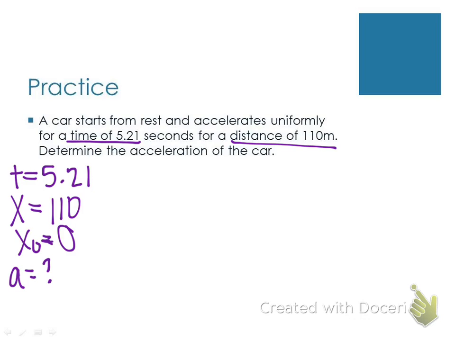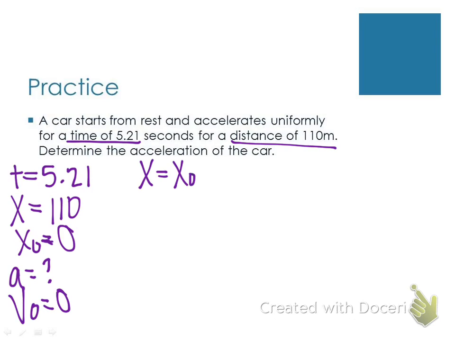And what else do we know? We know one other thing. Initial velocity. We know V sub O is 0. Very good. Okay. What equation can we use? Because we're missing final velocity. So which equation can we use? The second one, right?